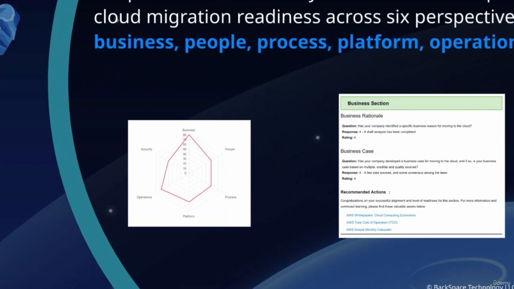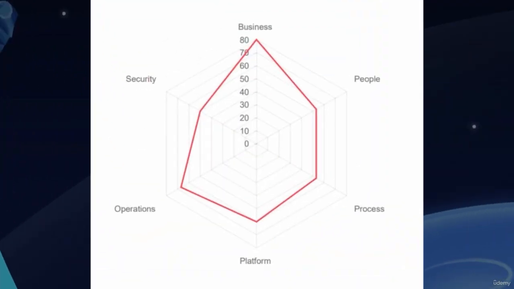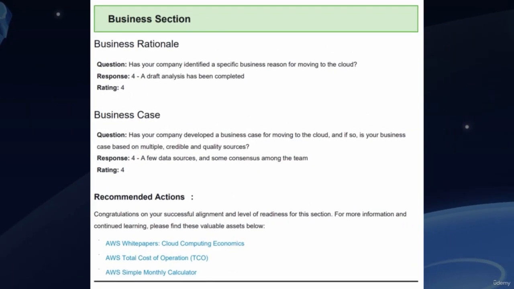Here we see we've got a radar chart that is produced by the CART tool, and that will show visually where you are now as opposed to where you can get to in your cloud readiness. And here we can see for the business perspective, we've got 2 questions here. One for the business rationale and also for business case. And so based on what we've answered for that question, we have a rating. And so down there we can see what the recommended actions are that we need to do to get us from that low rating up to a higher rating.